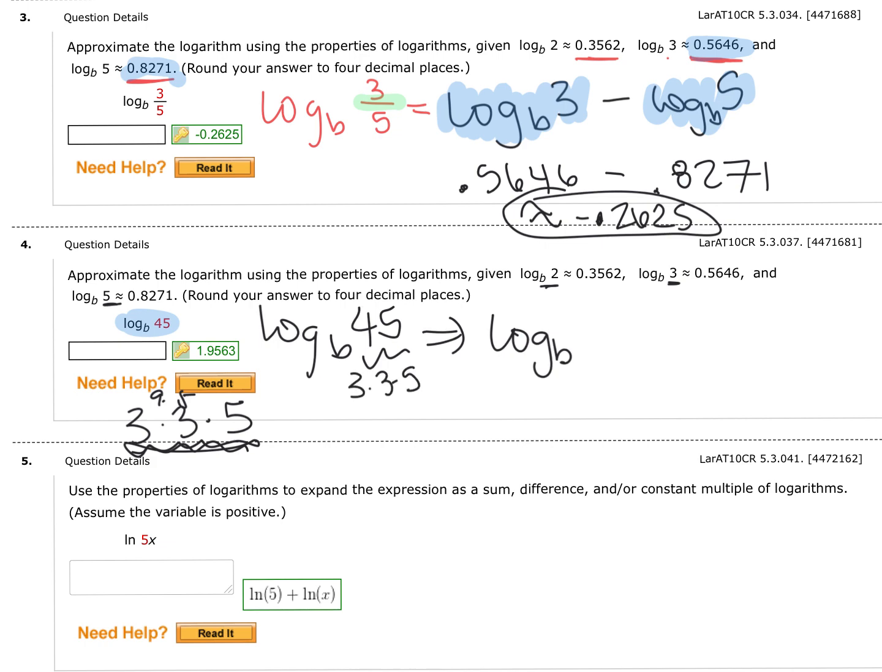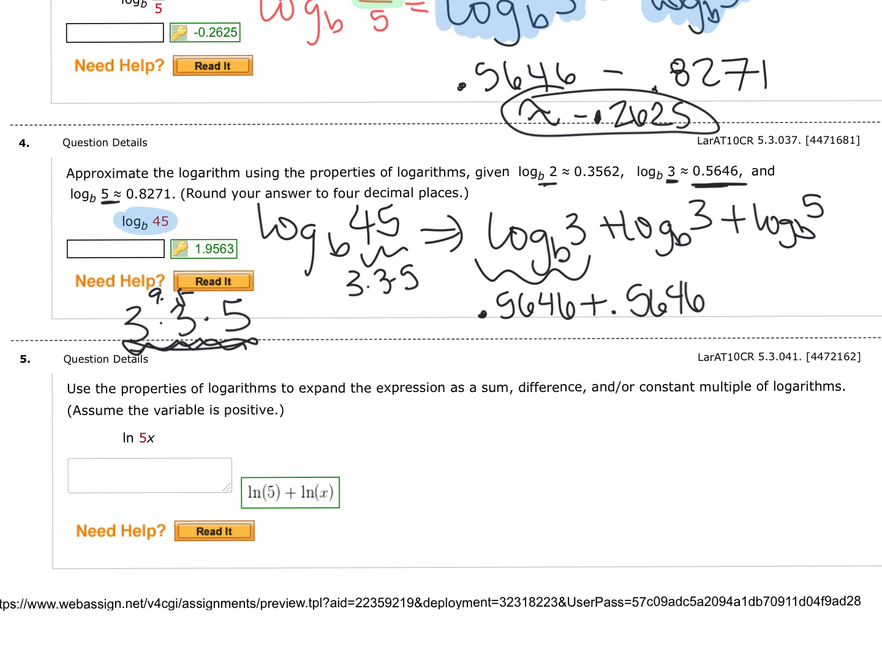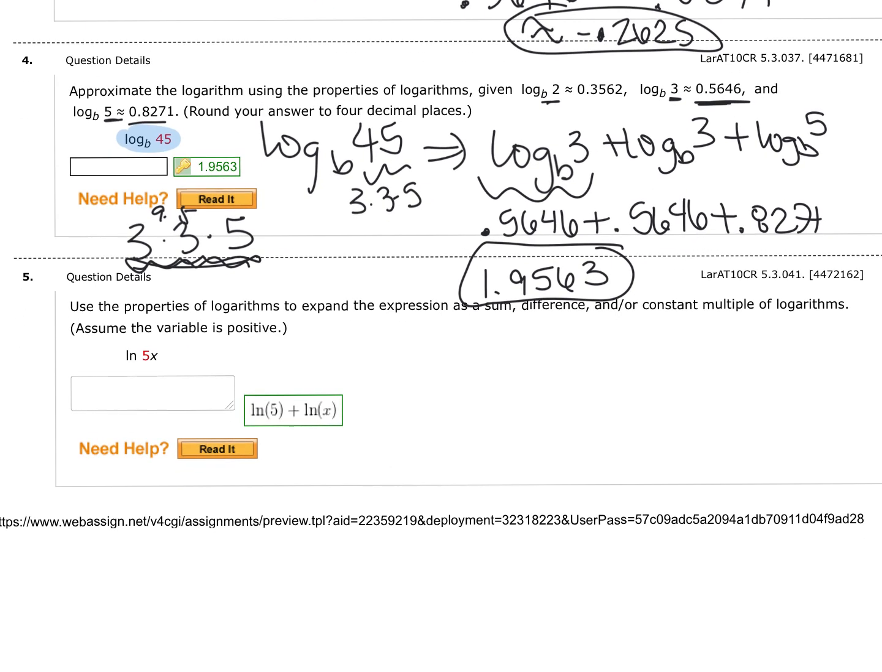And since it's a multiplication, the property says to add. So it's going to be the log of 3 plus the log of 3 plus the log of 5. And then once again, I'm going to use what is the log of 3, which is right here. So 0.5646 plus 0.5646, and then plus 0.8271. So add all that together, I get about 1.9563.